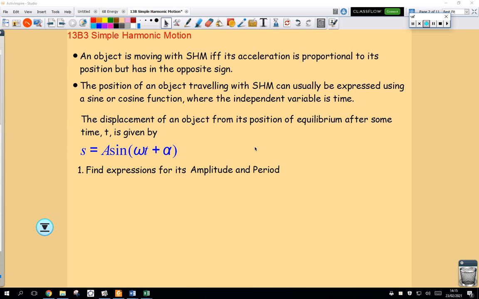Okay, so I want to talk a little bit more about simple harmonic motion, and again assuming a certain knowledge of trigonometric functions and trigonometric graphs in this lesson. So, a quick reminder of simple harmonic motion. An object is moving with simple harmonic motion if its acceleration is proportional to its position but has the opposite sign.